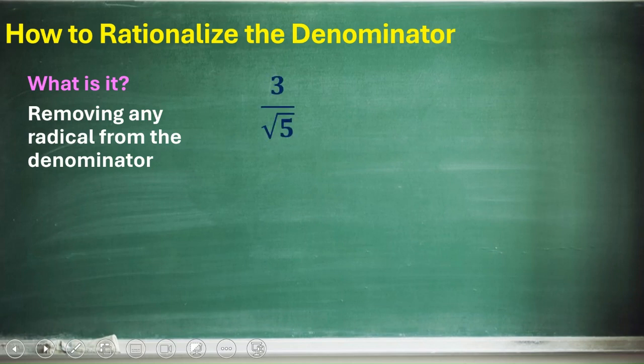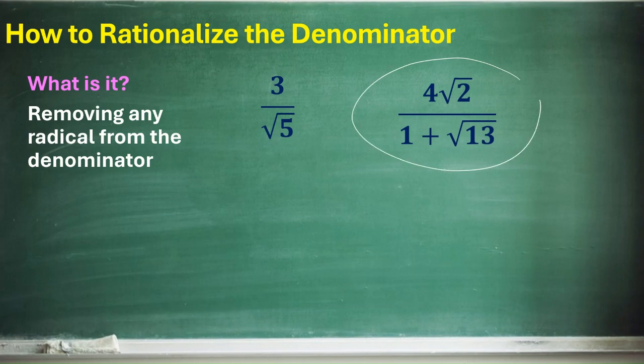In my last video, which I'll link below, we rationalized the denominator when we had a monomial, or a single root, in the denominator. Today, we are going to be rationalizing the denominator when we have something that looks like this, where there is a binomial, or a two-term denominator, and at least one of the terms, if not both, contains a radical.